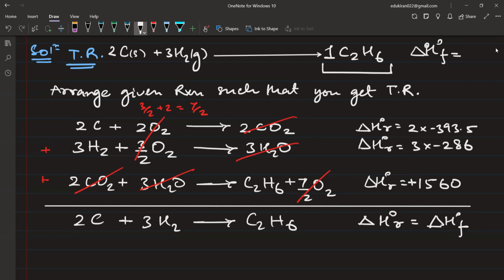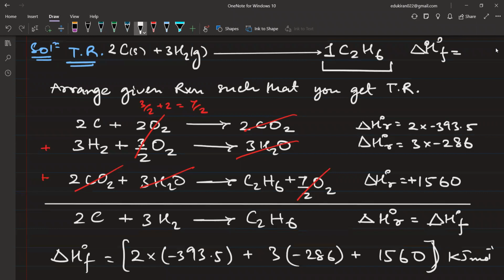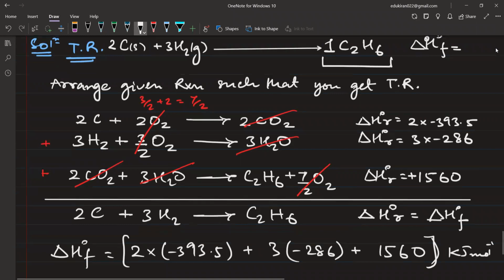अब इसको आप सम कर दीजिए. 2 into minus 393.5 plus 3 into minus 286 plus 1560 kilojoule per mole. Please write this down and then tell me कितना है.